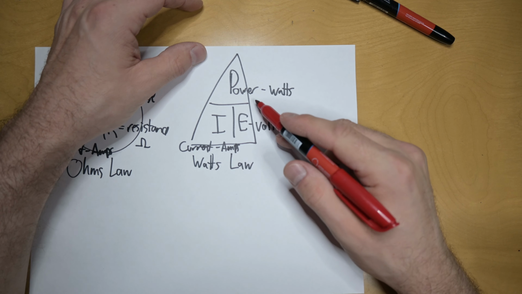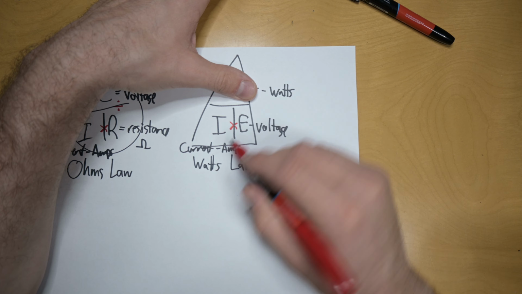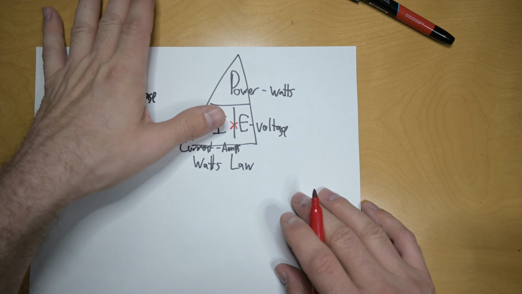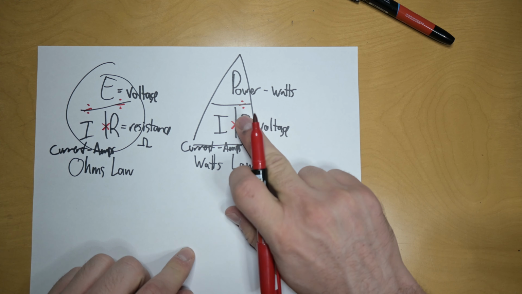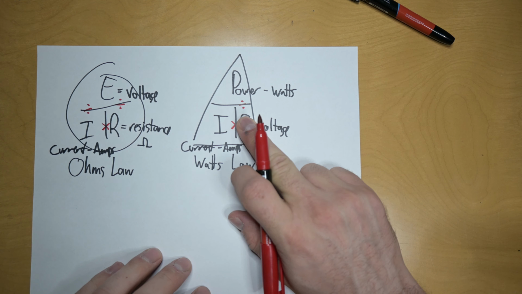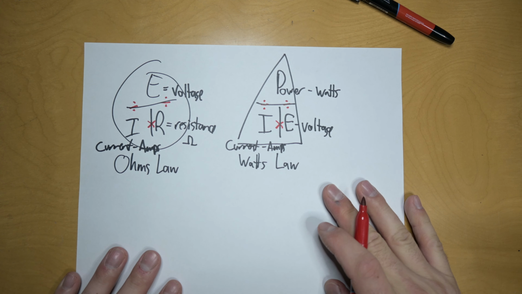Watt's law works the same way. If we're looking for power, we multiply our current by our voltage. If we're looking for current, we divide our wattage by our voltage. And if we're looking for our voltage, we divide our power by our amperage. Let's have a look at how this works.